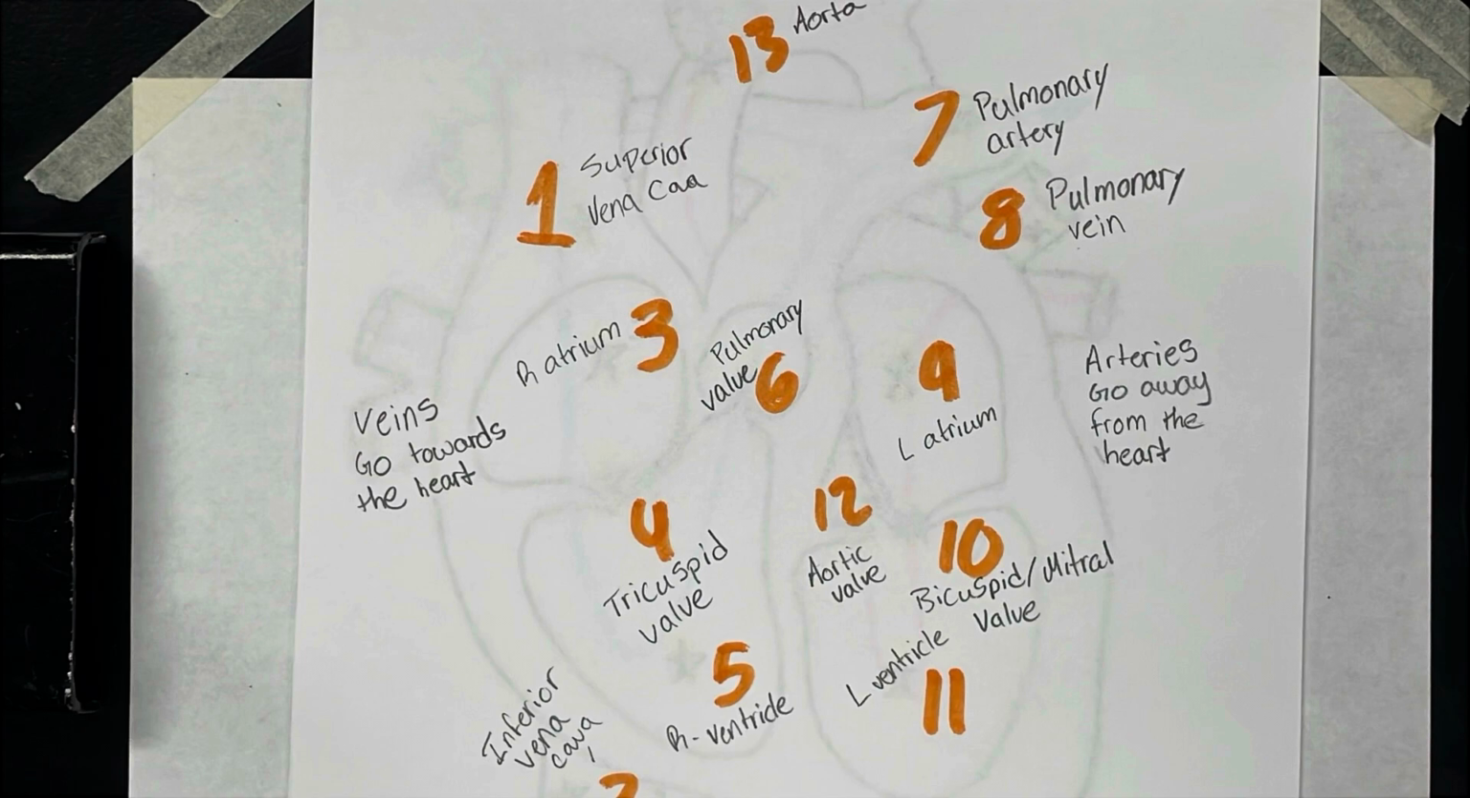Part 6 is the pulmonary valve, and its job is to control the blood flow from the heart's right ventricle to the lungs. Part 7 is the pulmonary valve, and its purpose is to carry oxygen-poor blood from the right ventricle to the lungs. Part 8 is the pulmonary vein, and its purpose is to carry oxygen-rich blood to the left atrium. Part 12 is the aortic valve, and its purpose is to let blood flow through the left ventricle to the aorta. Part 13 is the aorta, and its function is to transport blood from the heart to the rest of the body.